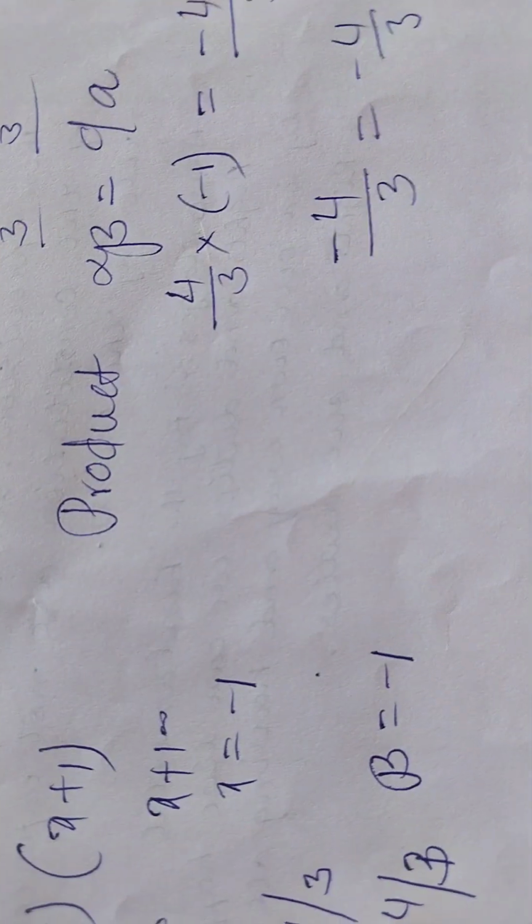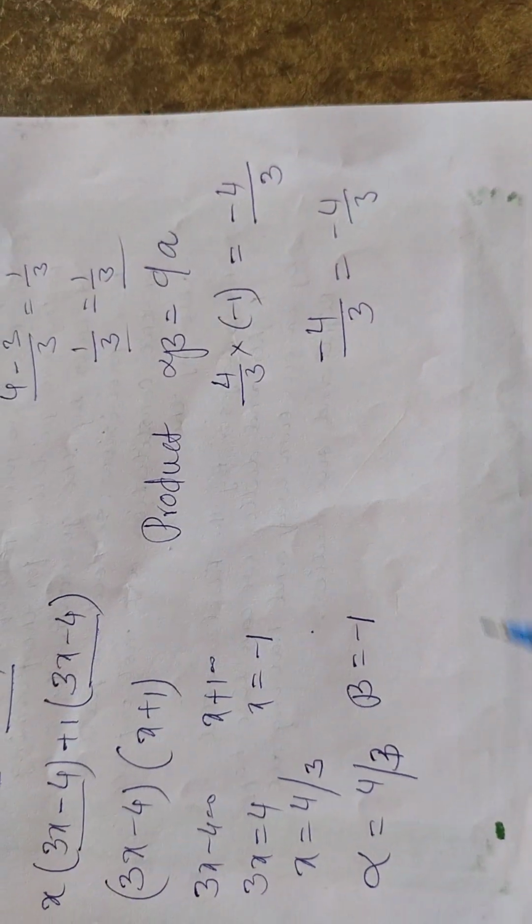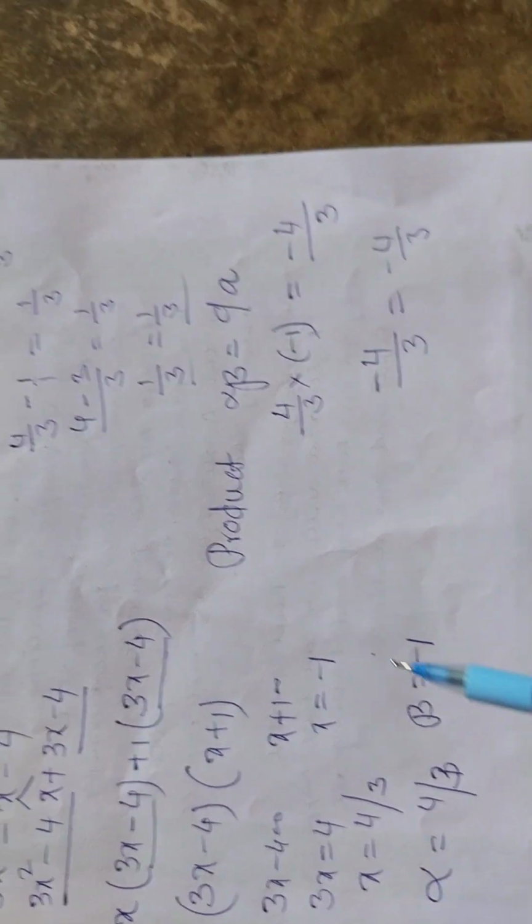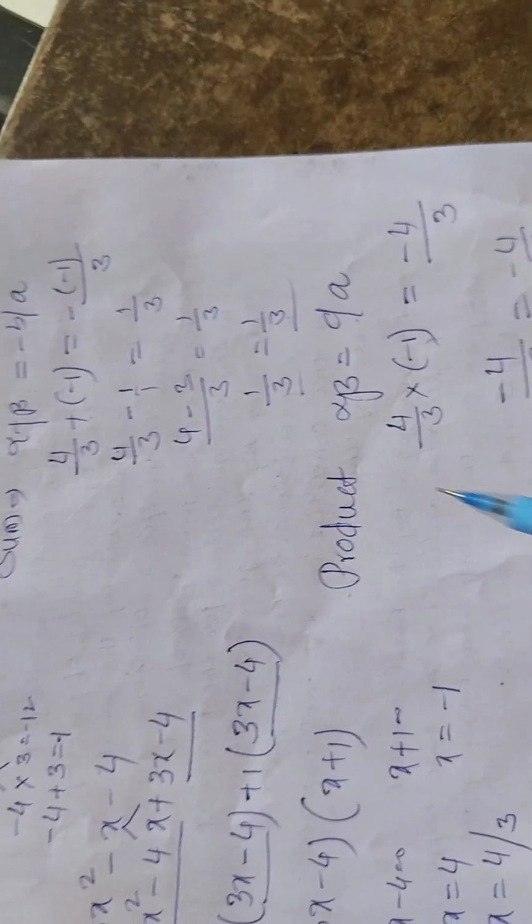So after getting the two zeros, we have to verify the relationship between the zeros and coefficients. These are the two zeros, and this is the sum and this is the product.